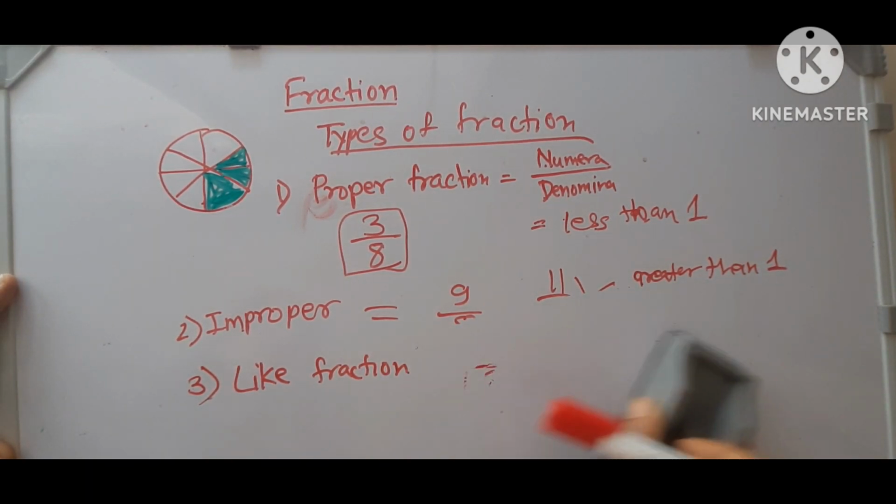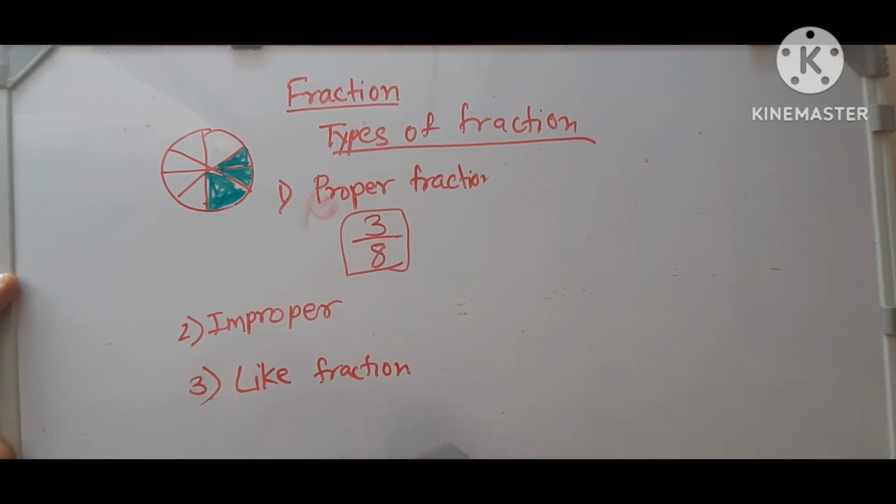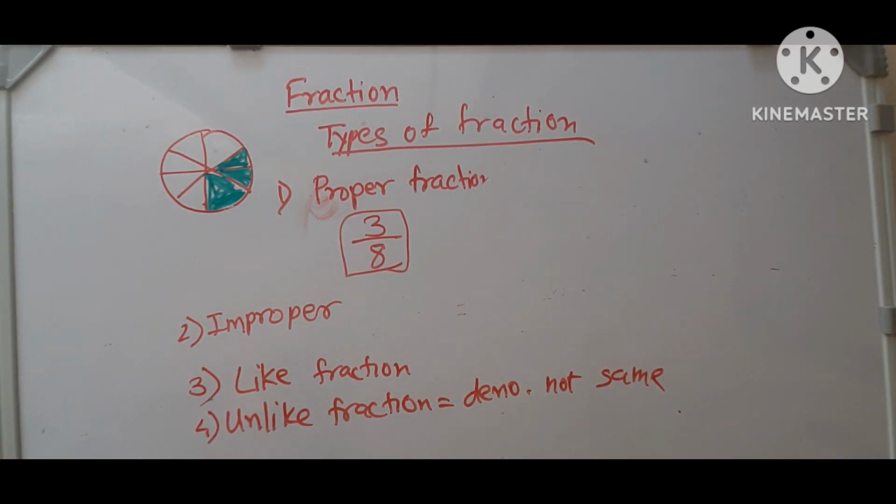The next type of fraction is unlike fraction. Just the reverse of like fraction. When the denominator is not the same, then they are unlike fractions. No same denominator. Denominator not the same. They are unlike fractions. Okay.